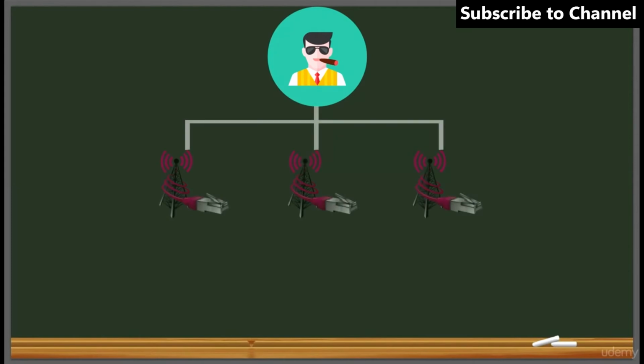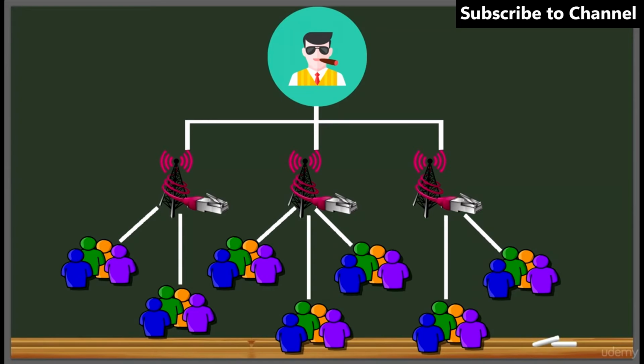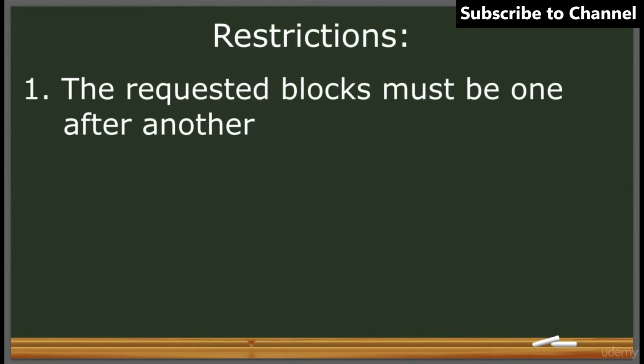Usually only ISPs request blocks from this company, and those blocks are huge, but later they are split and divided into smaller sub-blocks and distributed to the ISP's customers. It is also possible to request multiple blocks of addresses. However, to keep things simple, the ICANN has made some restrictions in that case. The first restriction is that the requested blocks must be one after another.